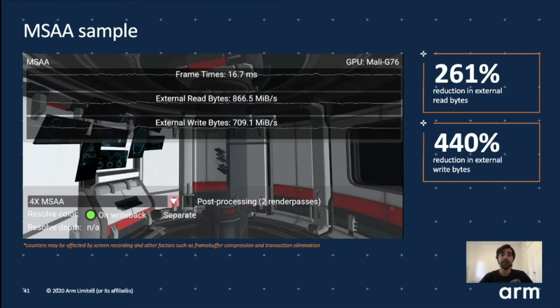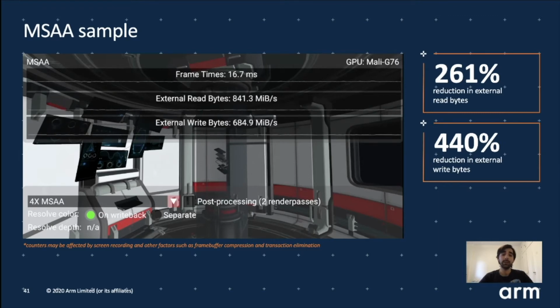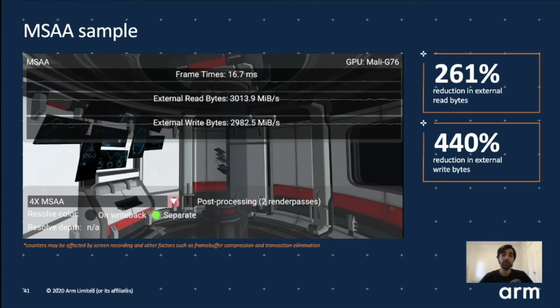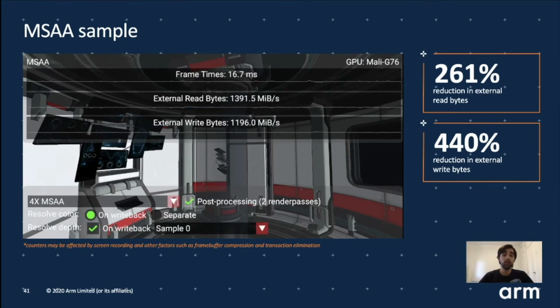We enable 4x MSAA. This barely has any impact on performance because it's quite optimized. But then as soon as we switch to vkCmdResolveImage, as you can see in the values for external read and write bytes, there is a considerable difference in bandwidth between resolving on tile or resolving in a separate render pass. The sample also gives you the option, as we're enabling now, to do post-processing, and then when we do post-processing, we can again toggle between efficiently resolving the depth attachment or not resolving it.